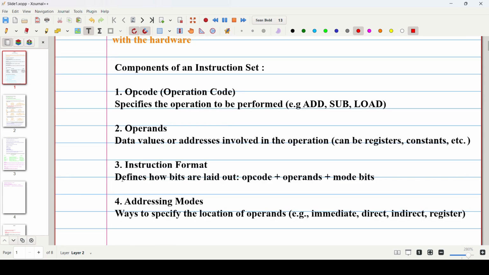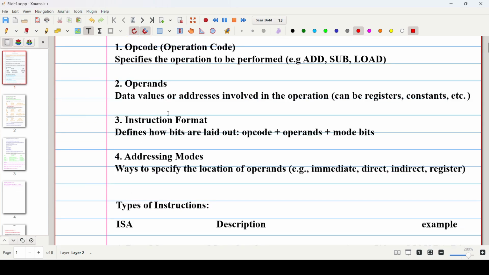Let's discuss the components of the instruction set. There are a total of 4 components. The first one is the opcode, short for operation code. It specifies the operation to be performed by the CPU, like addition, subtraction, loading of data, etc. The second component is operands. If we add 2 plus 5, here 2 and 5 are operands. Operands are data values or addresses involved in the operation, and they can be registers, constants, memory addresses, etc. I will discuss what registers are in later videos, so don't worry about that.